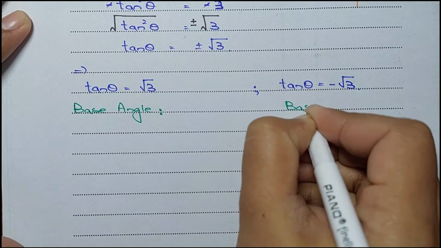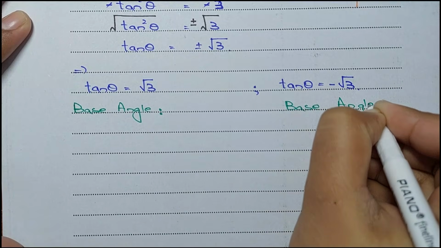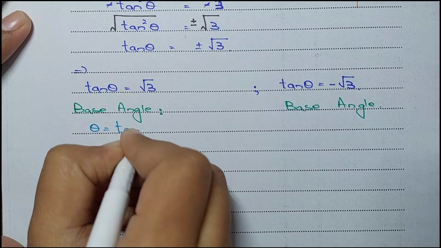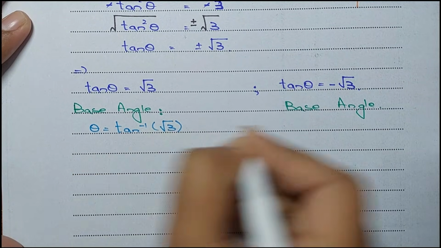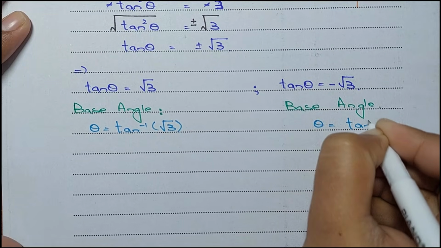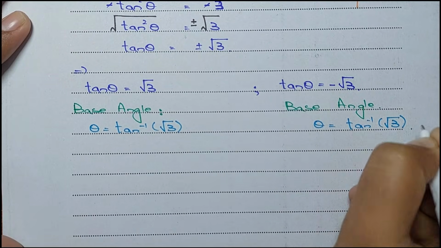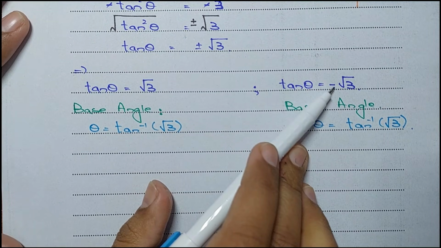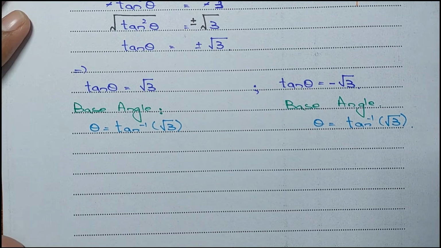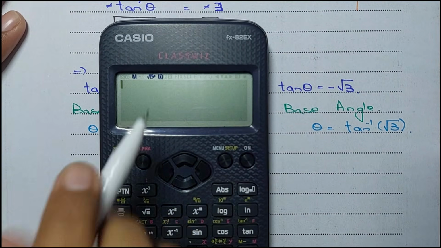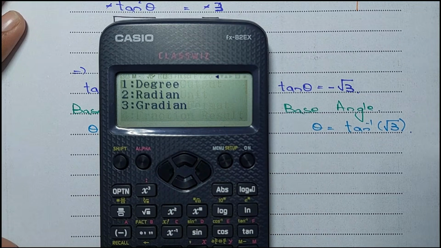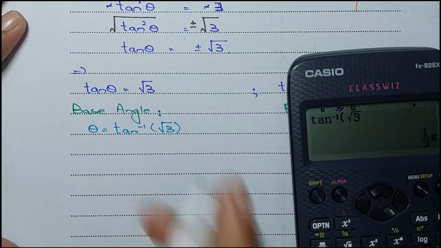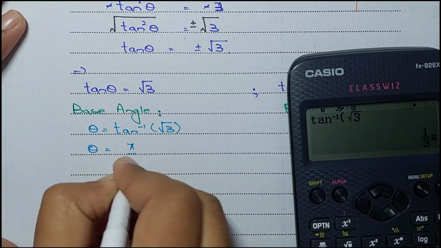And the base angle for both cases. So the base angle is basically the value of theta, which is tangent inverse of root 3, and theta, which is tangent inverse of root 3. Again, we need to find the base angle without these signs. Just consider it positive, and then check in which quadrant it is negative. My calculator is in degree mode, so convert it into radian mode and find tangent inverse of square root of 3. This becomes pi by 3. So the base angle is pi by 3 in both cases.